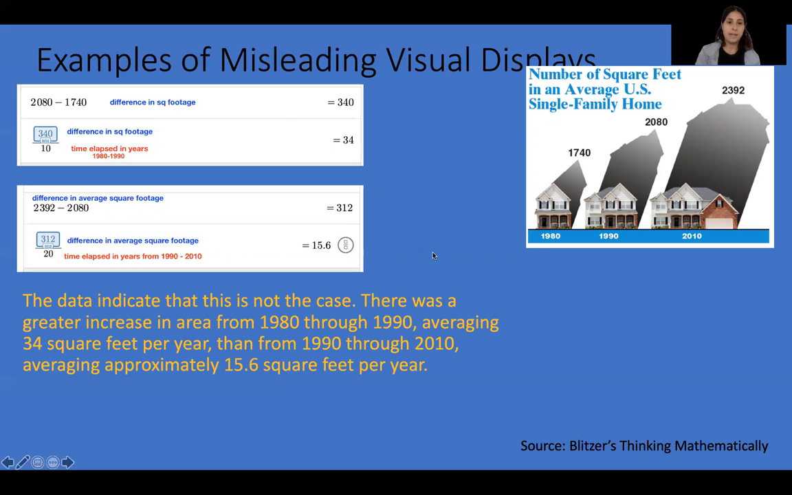And so the data indicate that it's not the case, what we were actually seeing. There's actually a greater increase in area from 1980 to 1990 than from 1990 to 2010. And so we actually are being kind of fooled right here with these shadows.